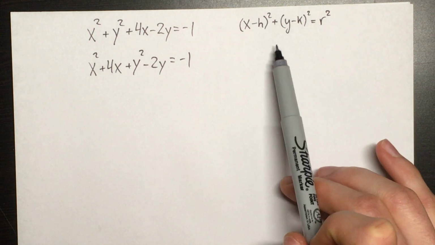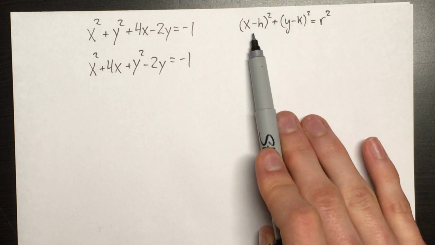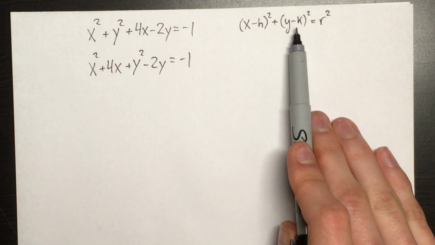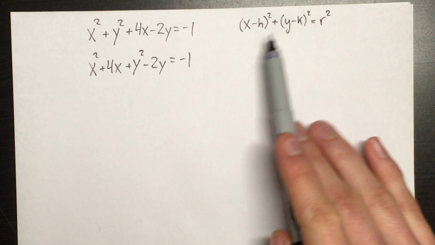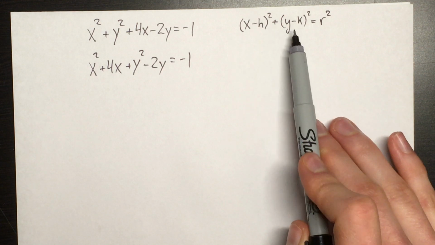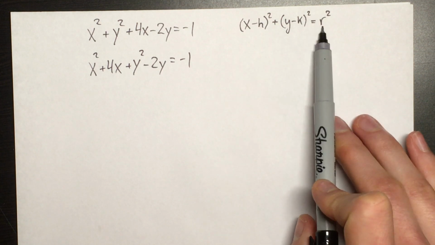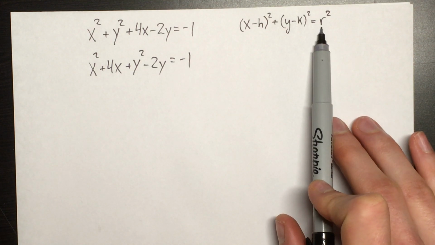x and y are of course just x and y. h and k are the x and y coordinates of the center of the circle. So if you had a circle with center 1, 2, it would be x minus 1 squared plus y minus 2 squared. And r squared, of course, r just represents your radius.